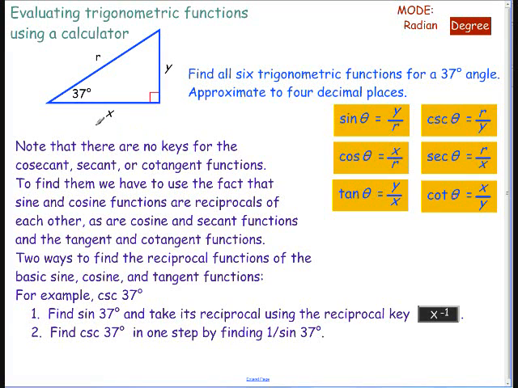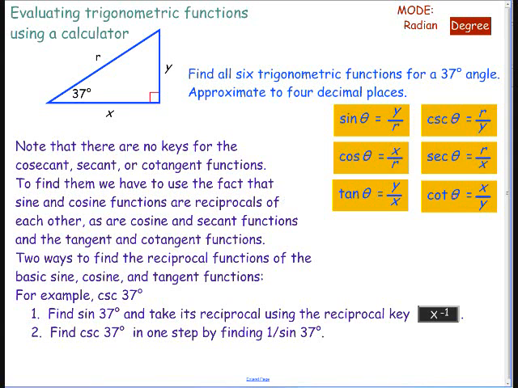Evaluating trig functions using a calculator. You could find all 6 trig functions for a 37-degree angle. You can approximate to 4 decimal places. You can use float at 4 to help you with that. Now, we don't have any trouble with sine, cosine, and tangent. But what happens when I want to do the reciprocal functions? We don't have any reciprocal key.